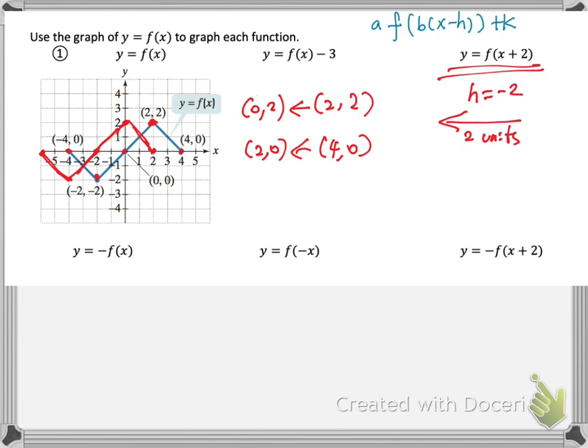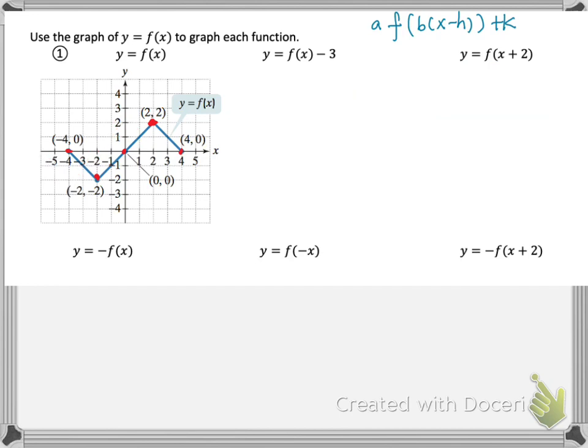The next two are reflections. The first one is outside the function, so that means we reflect this way, vertically. And then this one is inside, so we reflect this way. Again, we want to see where the special points go.